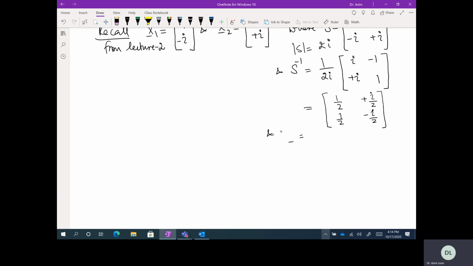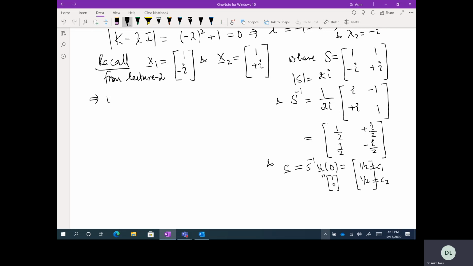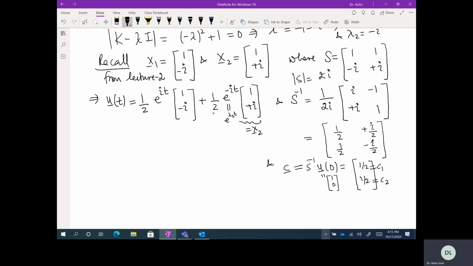C equals S inverse U naught, which is equal to, since U naught is 1 0, we only have the first column, half plus iota over 2 and half minus iota over 2. This is C1, this is C2. So this implies U of t is half E iota t into x1, 1 minus iota, plus half E minus iota t into 1 plus iota. And this is x2, this is E lambda 2 t, this is C2, this is x1, this is E lambda 1 t, and this is C1. Okay.